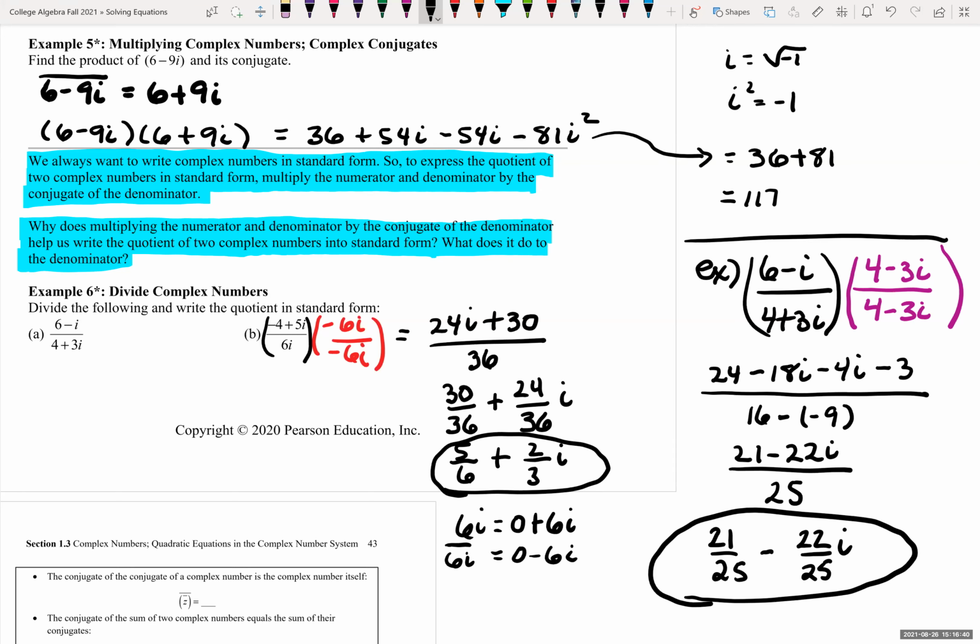Okay, so if we have a fraction of a complex number divided by a complex number, we can rewrite it in standard form by multiplying through the numerator and denominator by the conjugate of that denominator.